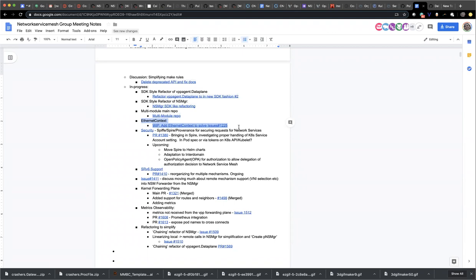And so Ethernet context allows you to optionally carry that Ethernet context with you so that when you go to do the healing and the re-request, you can get the right behavior. So, cool.